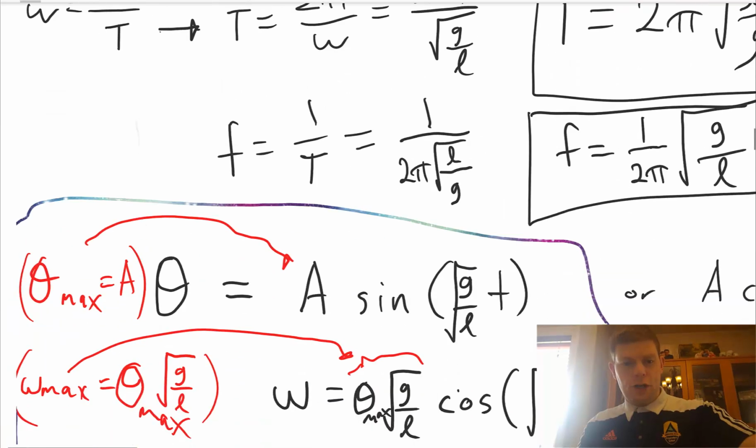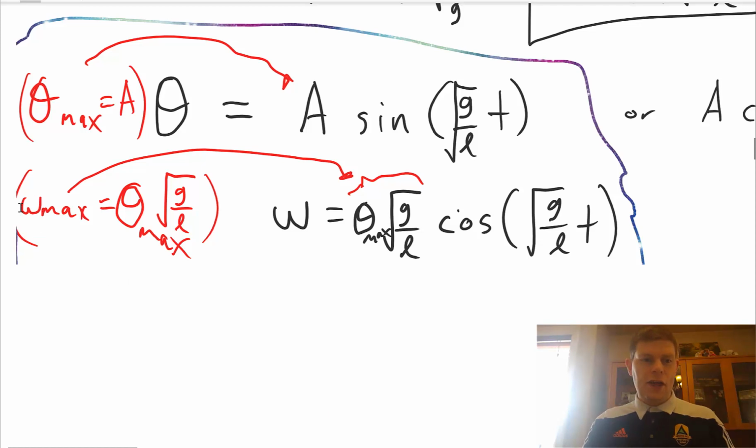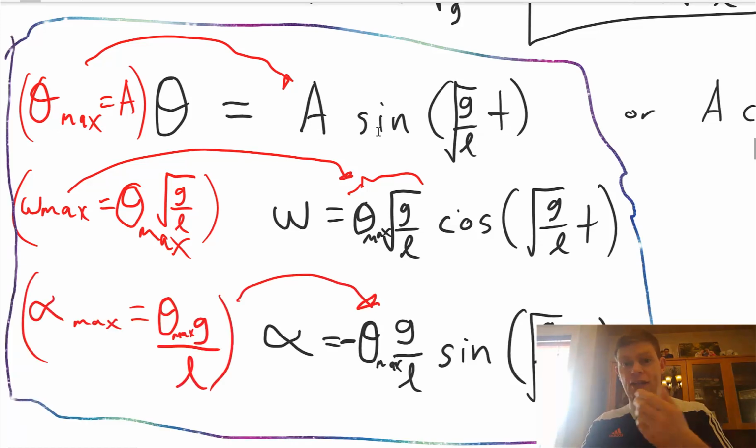Again, we can do our tricks to figure out our max angular displacement, our max angular velocity, and our max angular acceleration. Our A is defined as our max angular displacement, which makes sense because the biggest that sine theta can get is 1. 1 times A is A. So the biggest angular displacement you're ever going to get is A. So you can just replace that with your max amplitude of angular displacement.